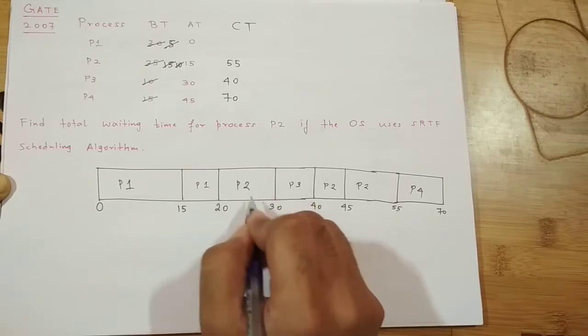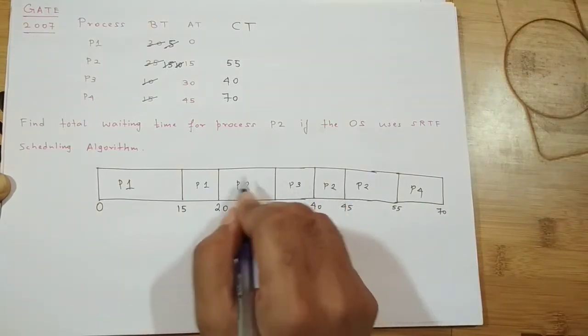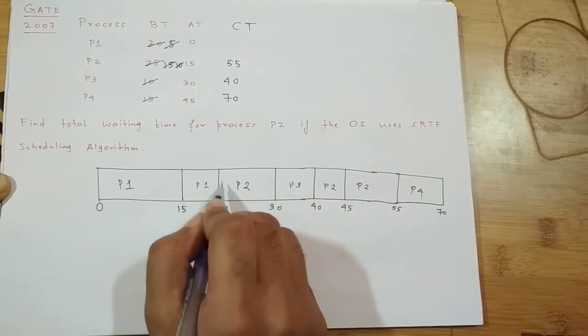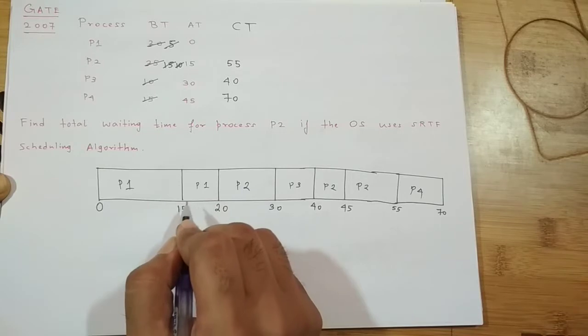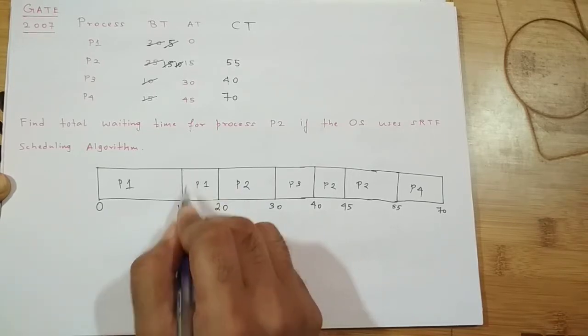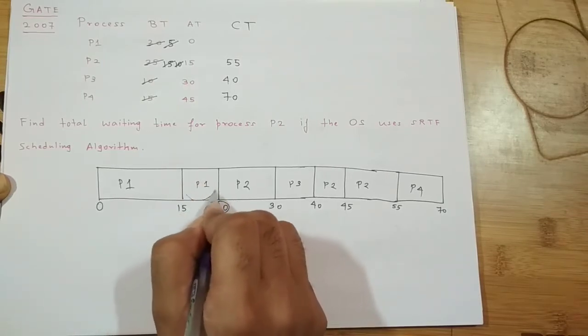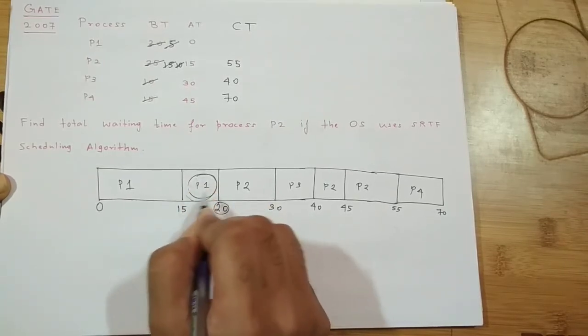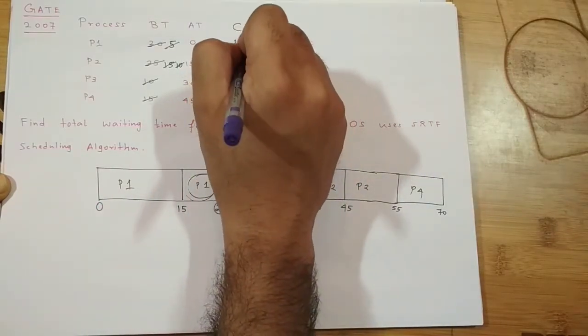Finally, we encounter P2 once again, but since we have already visited P2 earlier, we will ignore this. Now coming to P1, this is the first time we are encountering P1. So what we do is we take the end time of this time block, this entire time block of P1. What is the end time? 20. So the completion time of P1 is 20.